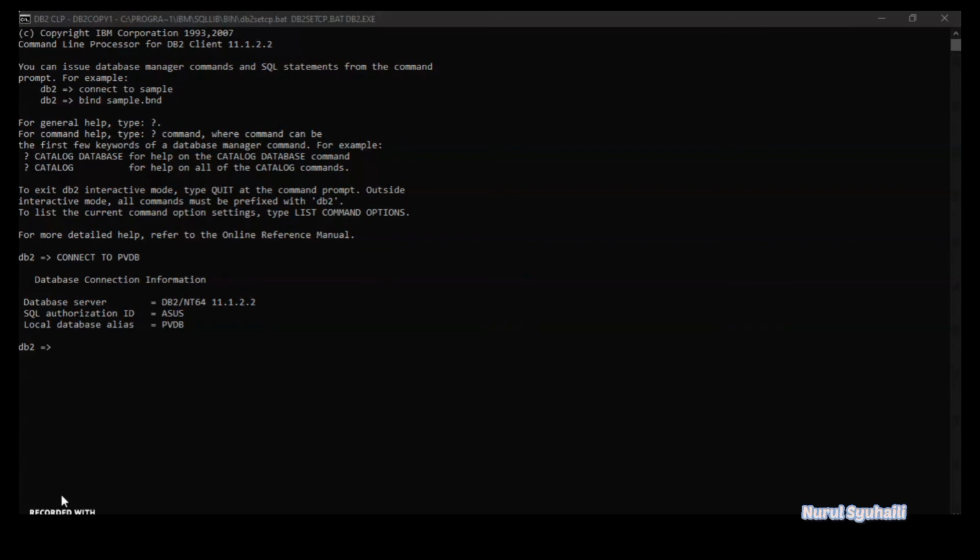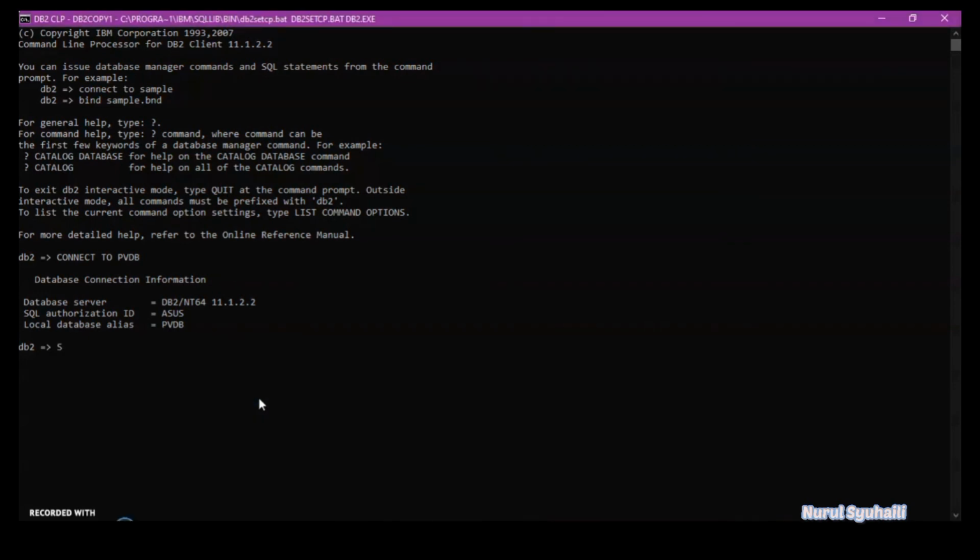Need to find the first query for the average staff salary. So now we select average staff salary plus 1000, and we take it from table staff. So now we got the average.